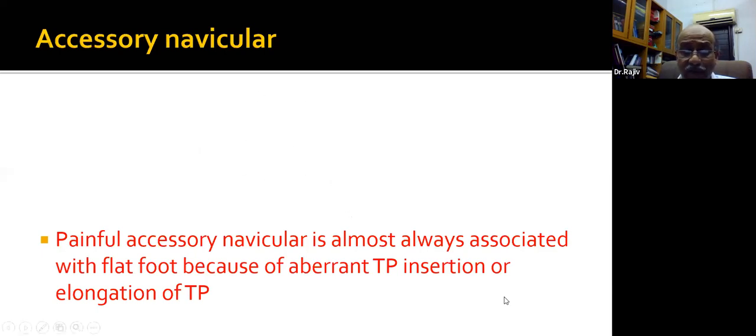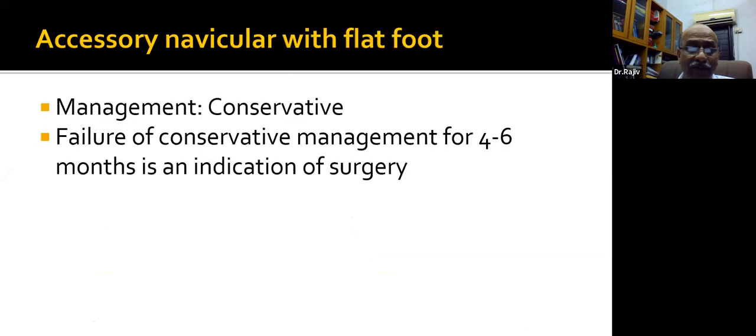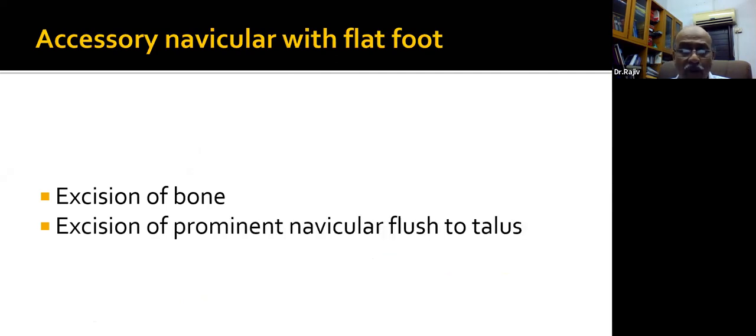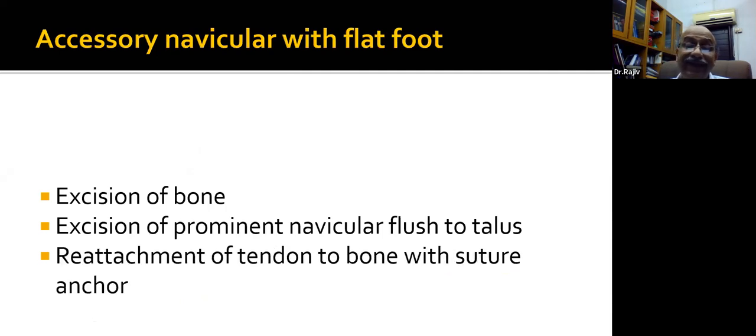Painful accessory navicular is almost always associated with flat foot because of aberrant tibialis posterior insertion or elongation of tibialis posterior. By and large, you manage it conservatively with arch support, activity modification, and medication. If the conservative management fails for 4 to 6 months, then you need to go in for surgery. You excise the accessory navicular bone, excise the prominent navicular flush to the talus, and reattach the tendon of tibialis posterior to the bone with a suture anchor or bone tunnel sutures.